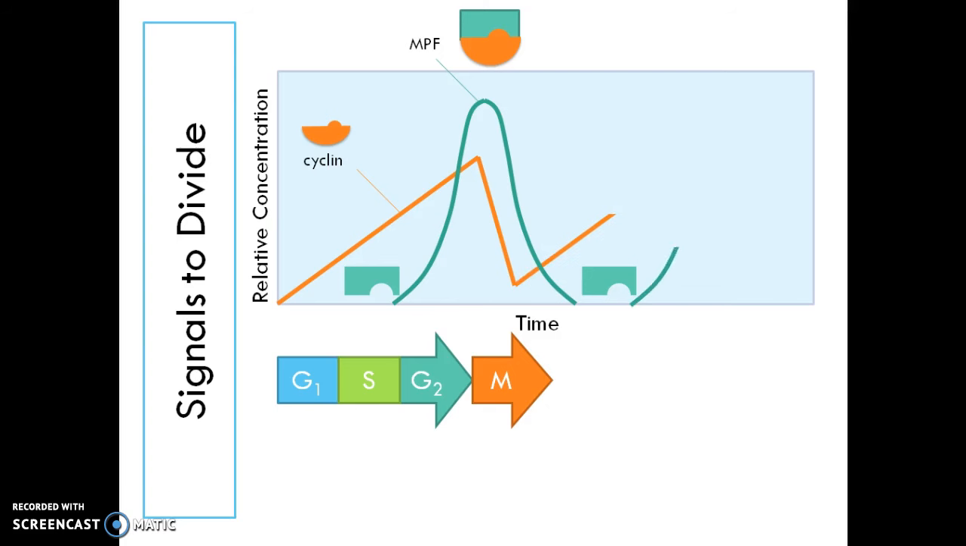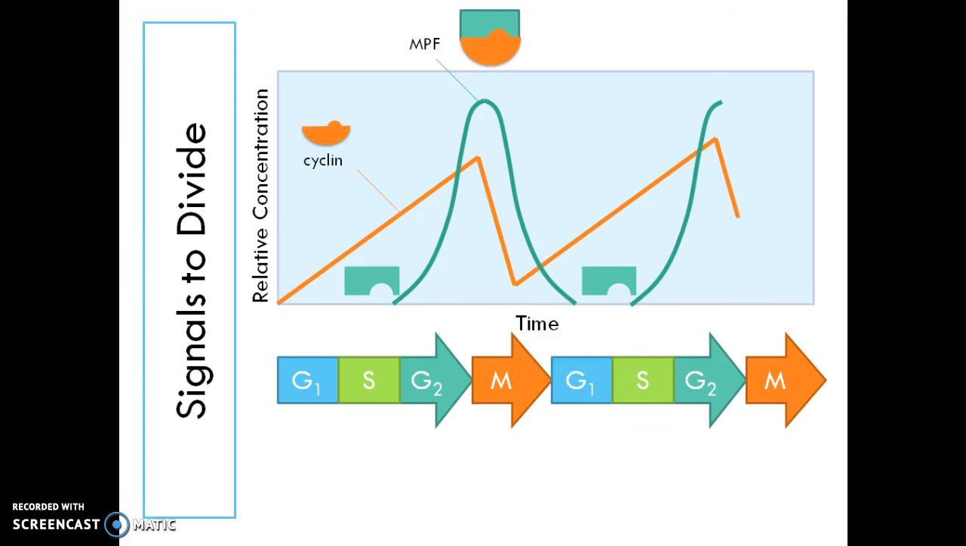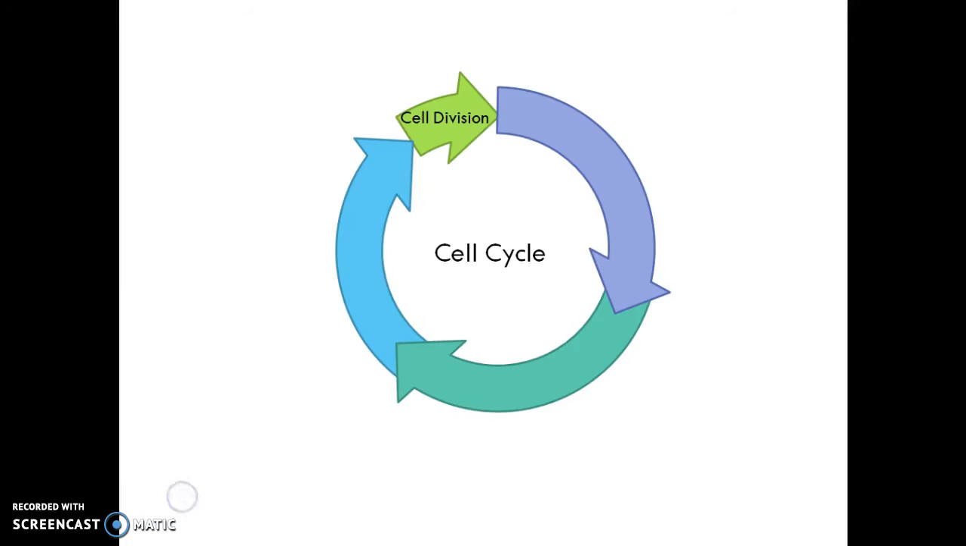But as the cyclins increase, the MPF activity also increases. The cell moves through the cell cycle into mitosis. Cyclin levels drop, MPF activity drops, and the cells move back to G1. Again, our cyclins are going to increase and the whole process starts again. So, our cell cycle has 3 specific checkpoints and are controlled by internal molecules to send signals to divide. Any issues with these checkpoints can result in uncontrolled cell division and cancer.